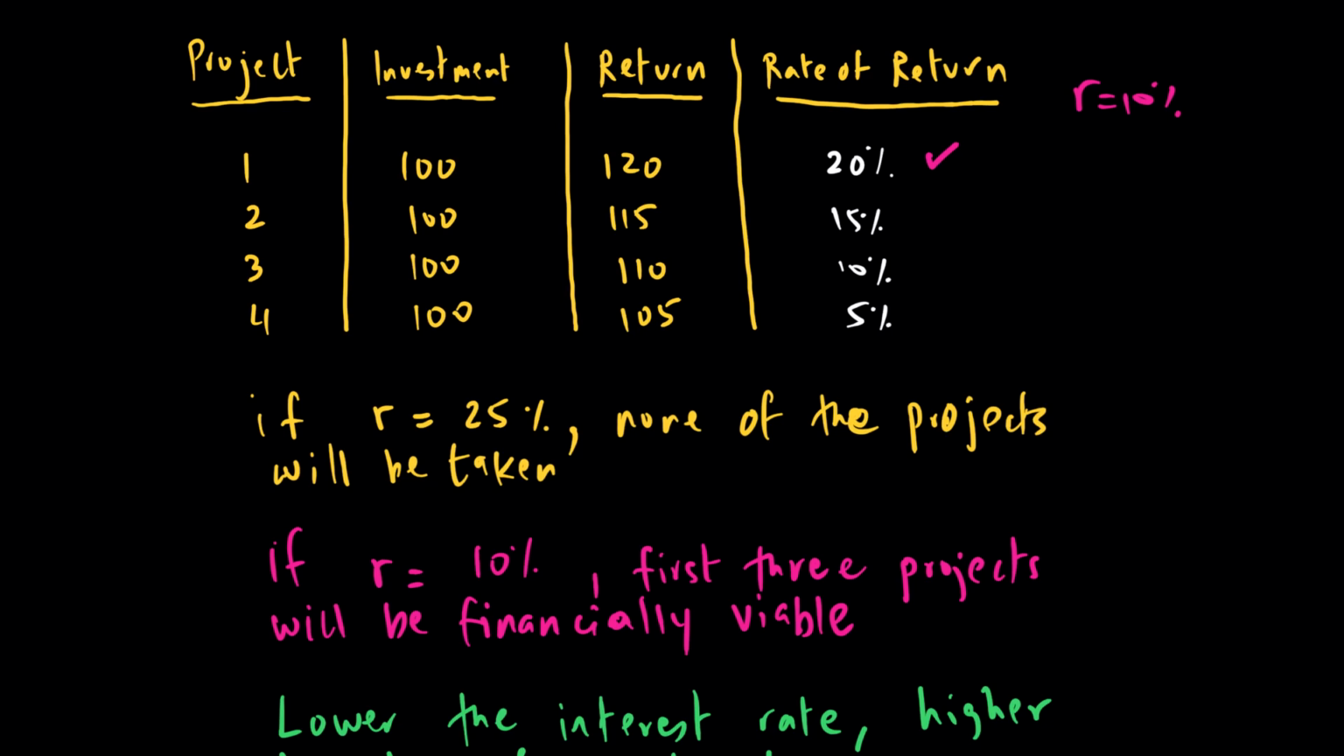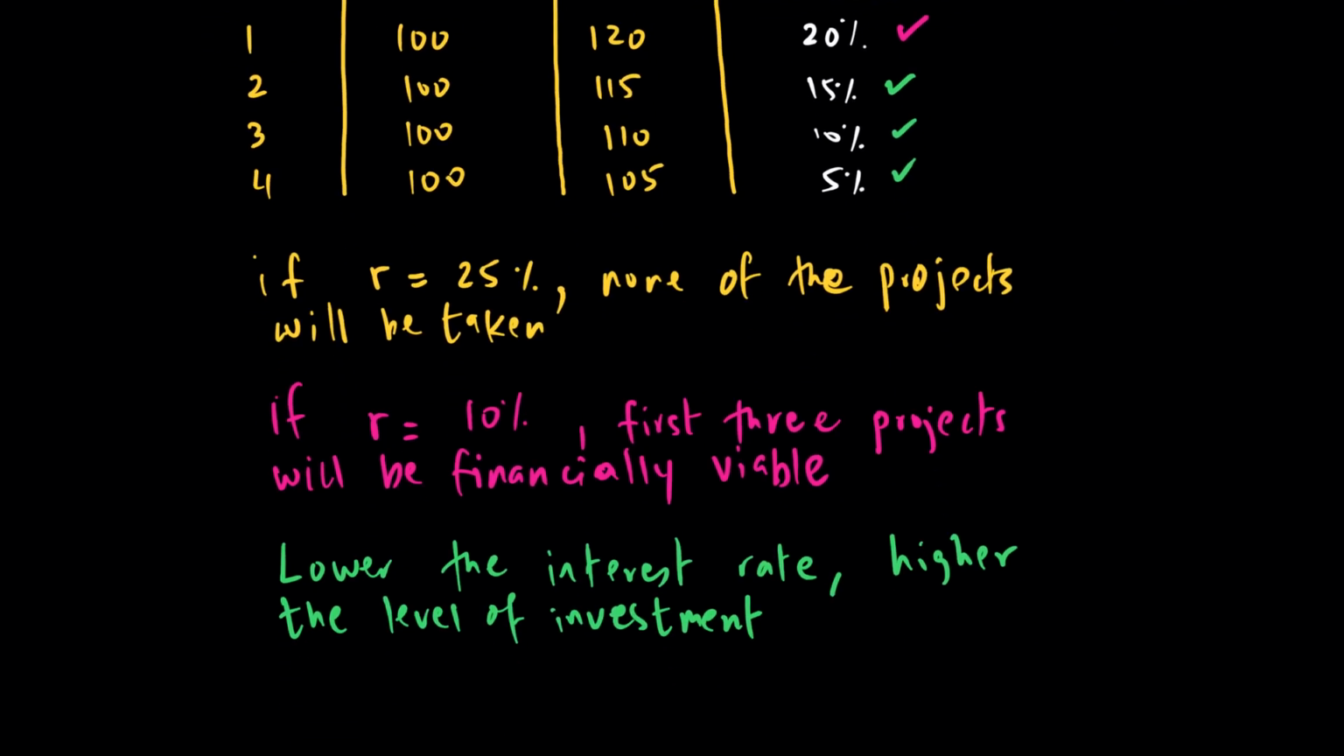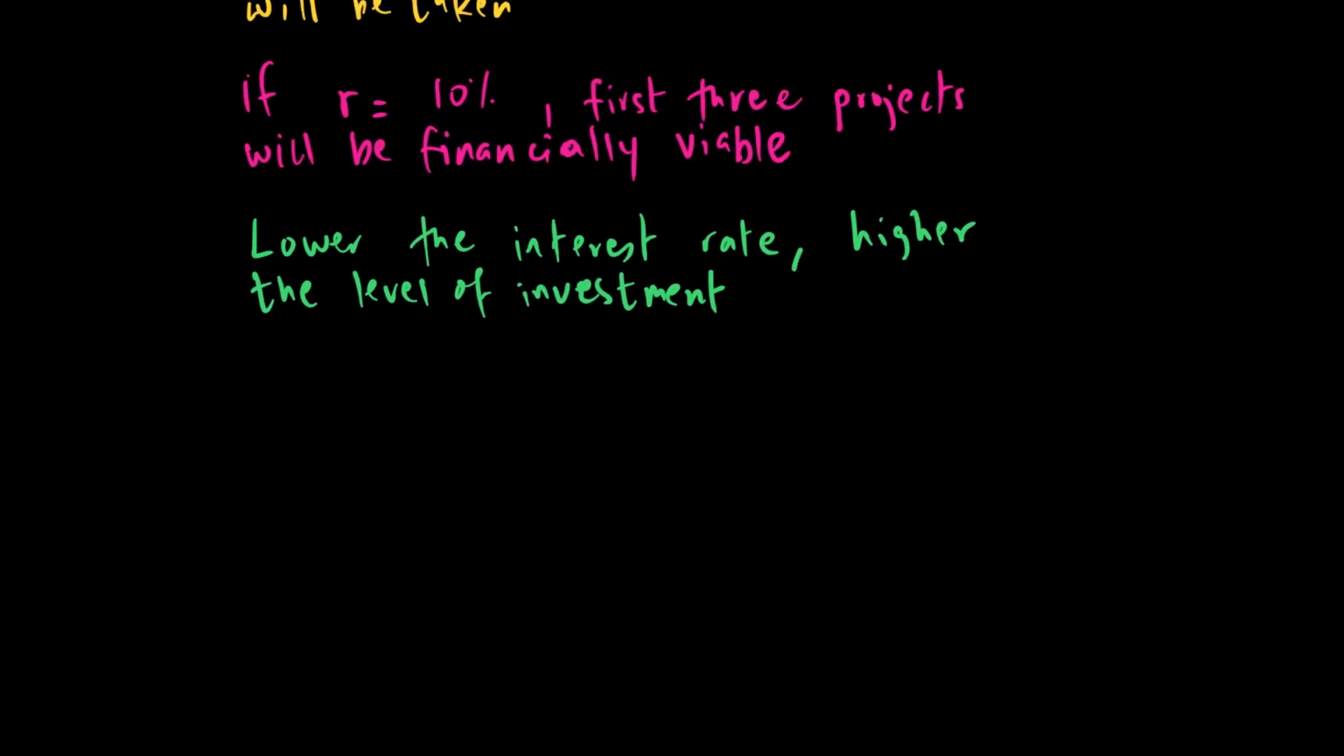And if the interest rate goes from 10% to, for example, 5%, then all the 4 projects will become financially viable, which means the lower the interest rates, the higher the level of investment, because more projects can become financially viable. And I can show this in terms of a diagram too. On my x-axis I have the level of investment, or quantity of investment, so let's draw this x-axis. I have my quantity of investment.